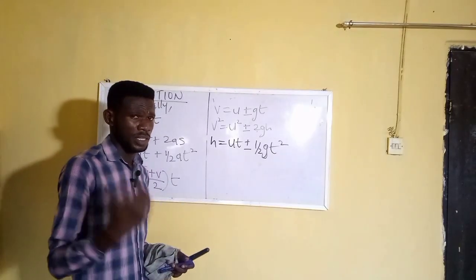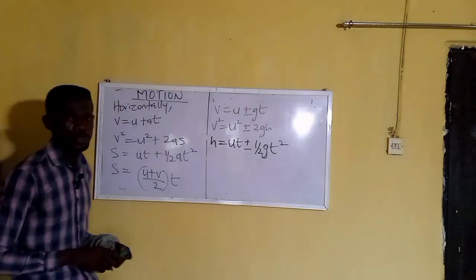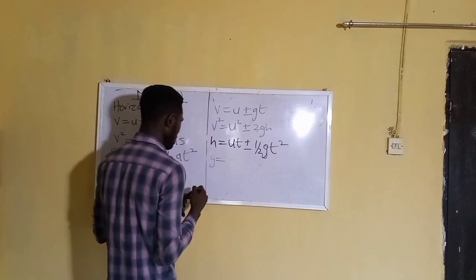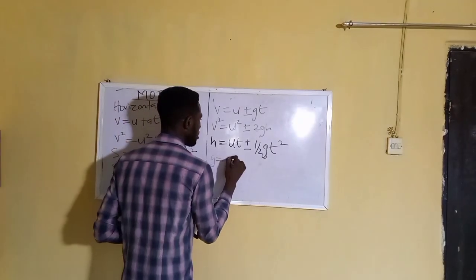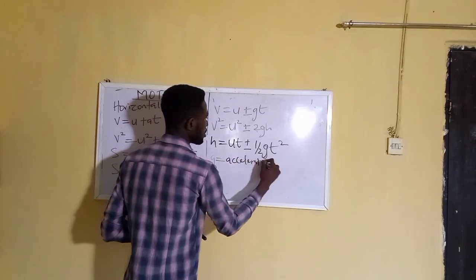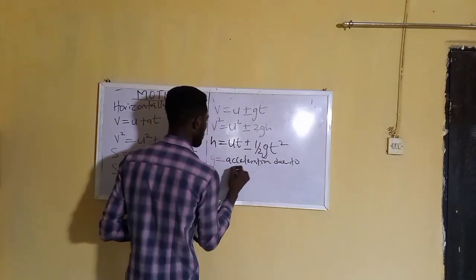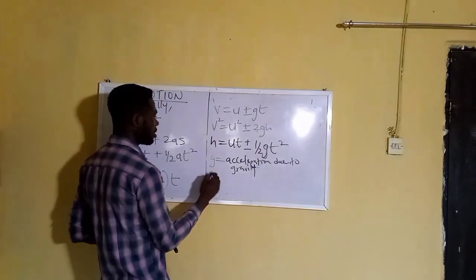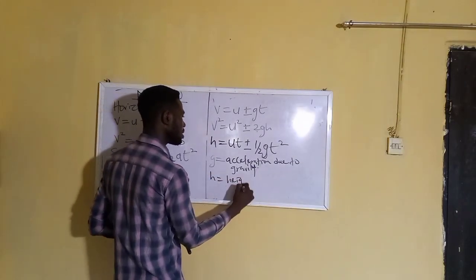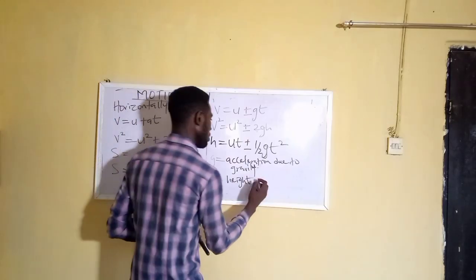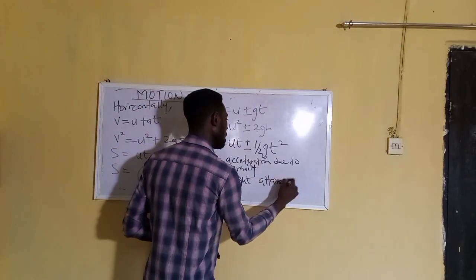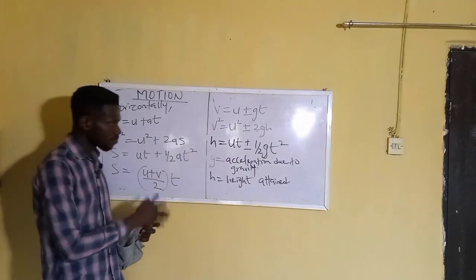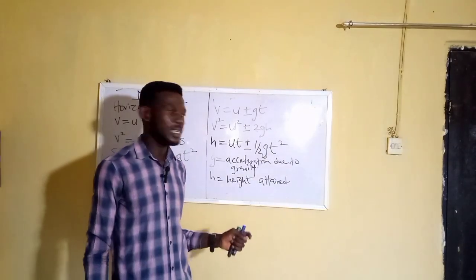Now let's give this thing a meaning. Why do we have a plus or minus? Please bear in mind that our g in this case stands for acceleration due to gravity. And what does our h stand for? Our h stands for the height covered, or the height attained. These are the different parameters and their interpretations.